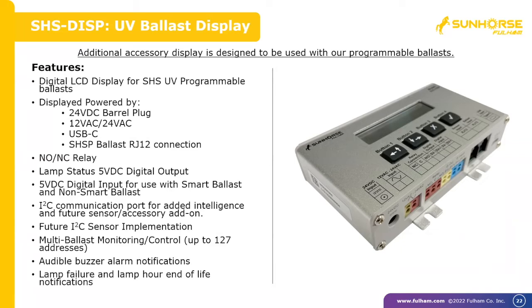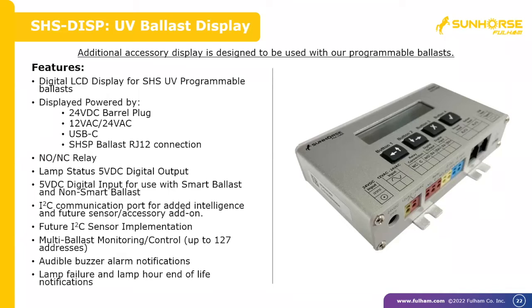The display itself will also have a 5-volt DC digital output that is used to monitor the lamp status. So it could be tied into an external LED indicator, or it can even be tied directly into a building management system. It also will have a digital input of 5 volts DC, which can be used to remotely turn the ballast on and off from the display. So it's a low voltage signal intended for you to control the output of the ballast from the display itself.